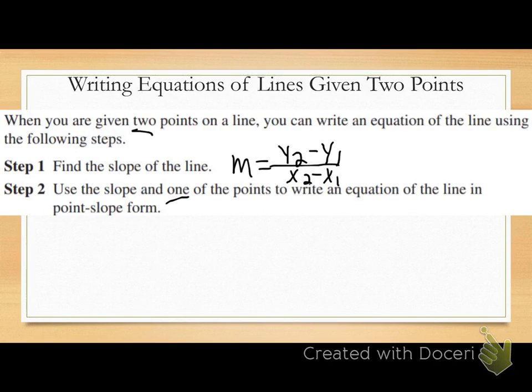But it says to use one of the points to write an equation. Does it matter which point I use? No. Both points will be on the line, so they're going to give me the same equation for my line. Okay? So you can use either point you want. Any questions on these 2 steps?